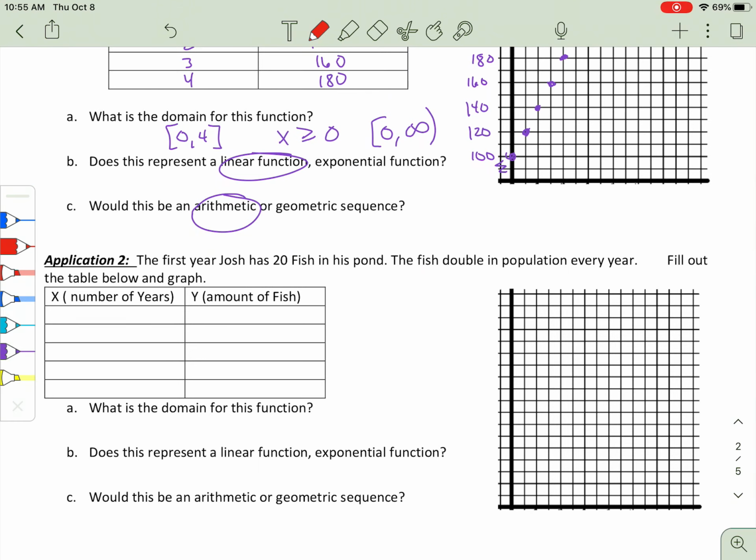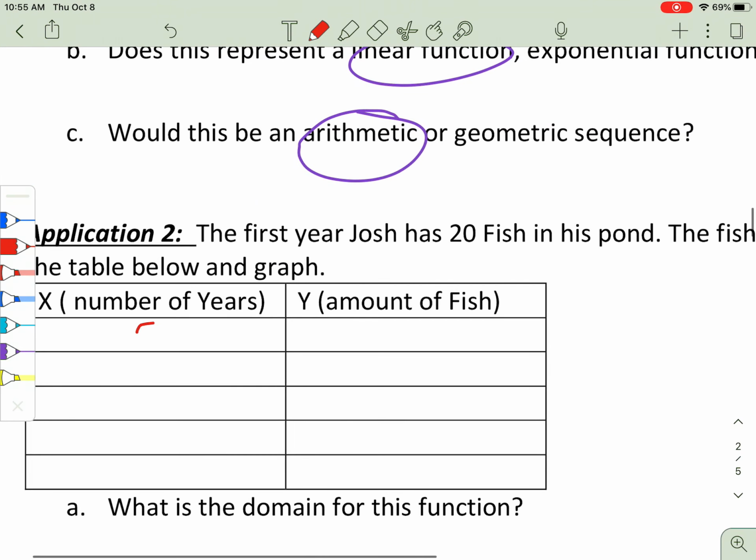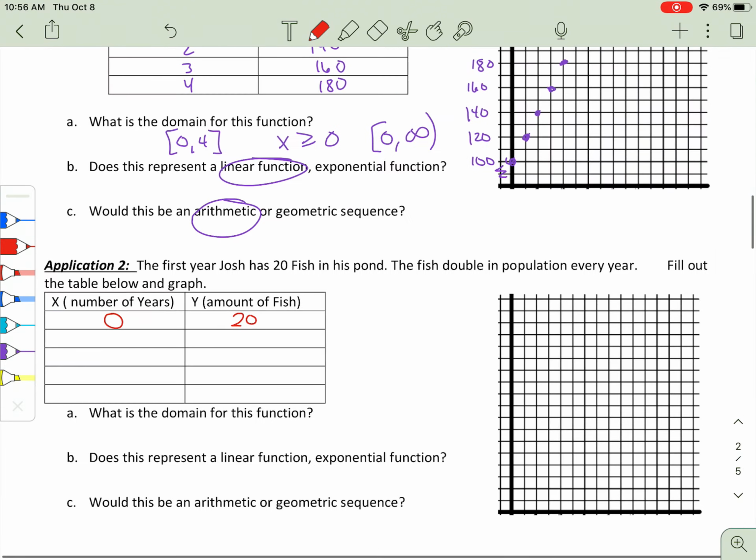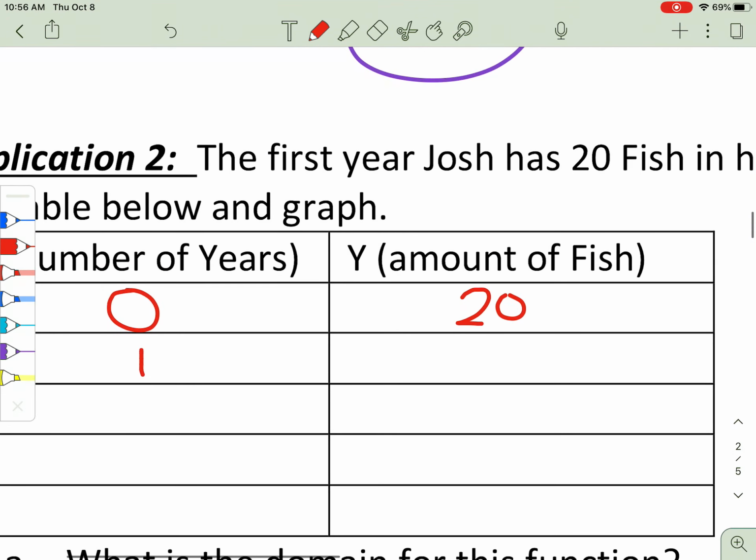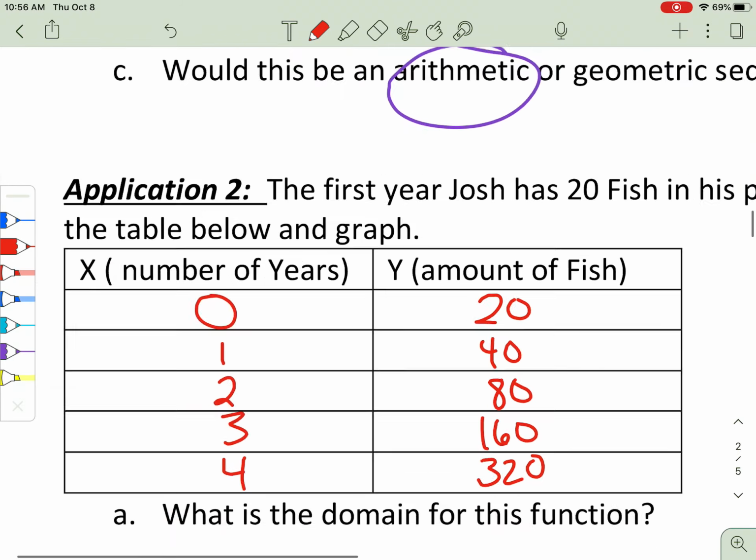Okay, next example says the first year Josh had 20 fish in his pond. So when he first starts, he puts 20 fish in the pond. And then the fish double in population every year. So after 1 year, he now has 40. After 2 years, 40 doubles to 80. 3 years doubles to 160. 4 years doubles to 320.